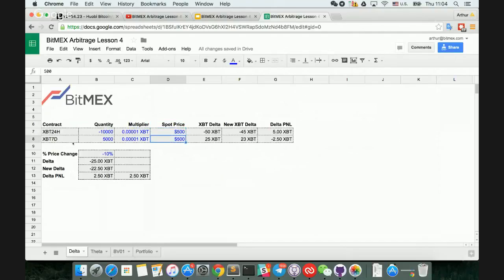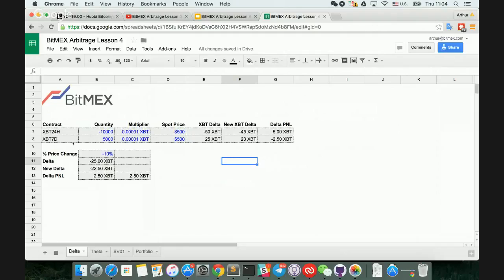Very important here: you always use the spot price to compute your delta, because you don't want to mix your delta risk metric, which is purely dependent on the movement in price, with other things that affect the futures price, such as time decay and interest rates. You want to get a pure measure of your absolute risk as it pertains to the change in price. So here we have an initial delta short 50 Bitcoin of the daily and long 25 Bitcoin of the weekly. And here we see our net delta, which is we are short 25 Bitcoin.